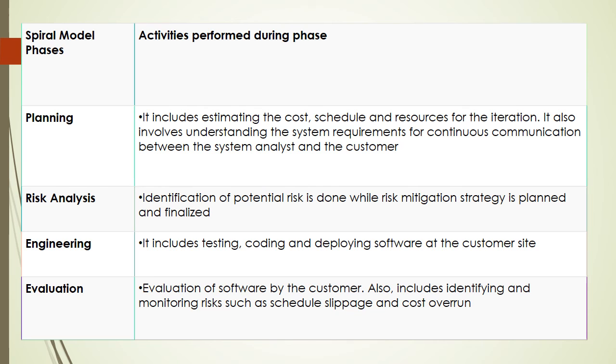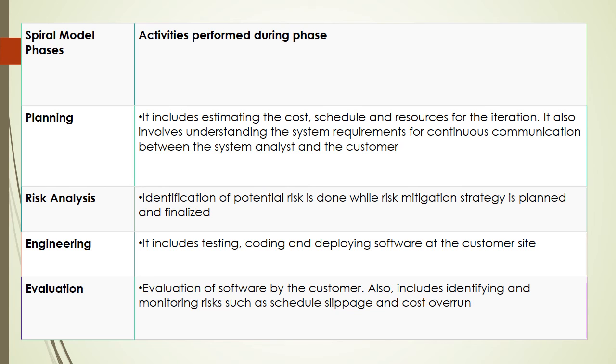The spiral model phases: planning. It includes estimating the cost, schedule, and resources for the iteration. It also involves understanding the system requirements for continuous communication between the system analyst and the customer. Right, in the picture you showed before, the reason it is a spiral is because communication is always happening between people. Always, right?